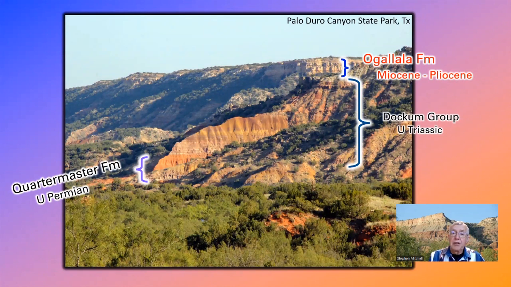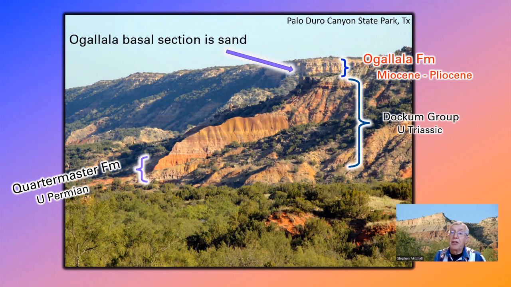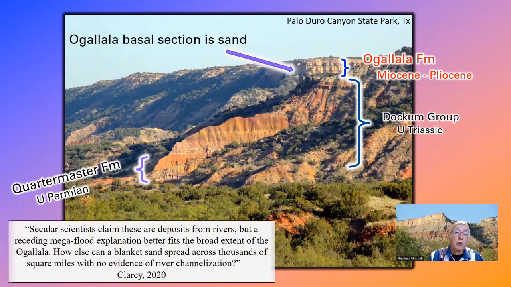He's saying again that the receding phase would go all the way up through the Ogallala Formation. And in particular, he's interested in that basal part of it, that's sand. To use a quote from him: "Secular scientists claim these are deposits from rivers, but a receding mega flood explanation better fits the broad extent of the Ogallala." And we saw the broad extent, there's no dispute about that. Then he says, "How else can a blanket sand spread across thousands of square miles with no evidence of river channelization?"